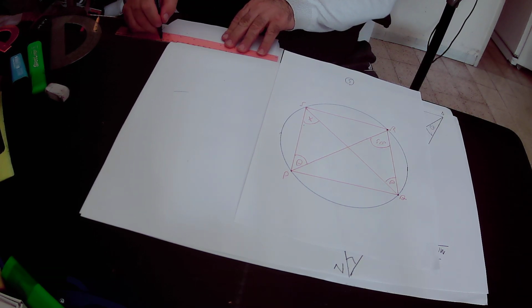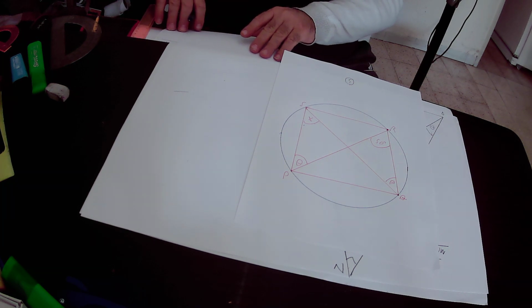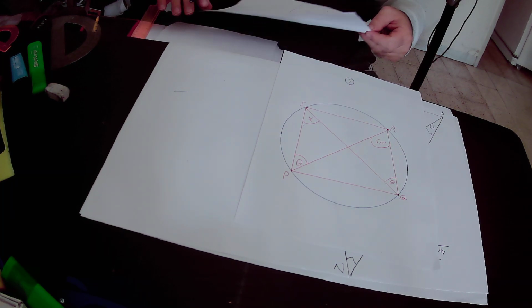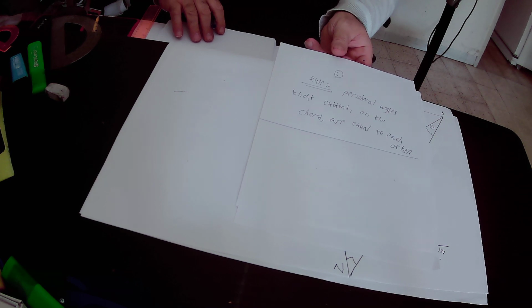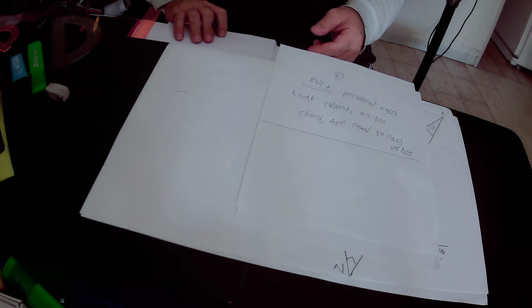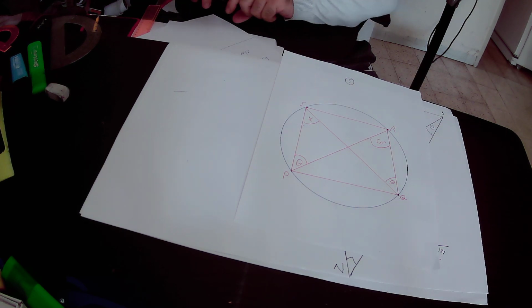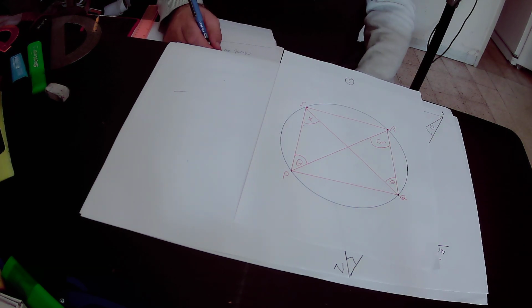So I will read rule number 2 again. Rule number 2 states that peripheral angles that subtend on the same chord are equal to each other. And of course we can implement rule number 2 in our drawing, in our circle.